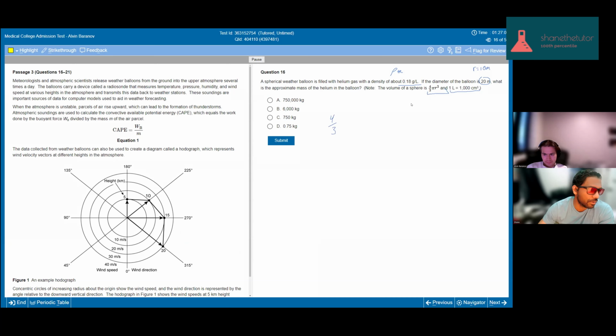4/3. So here's a little cool thing that I found out. Pi is essentially three. So 4/3 times three, they cancel. So it's just going to be 4r³, right? So 4 times 10 to the power, or I could do this, to get 4e3 cubic meters.